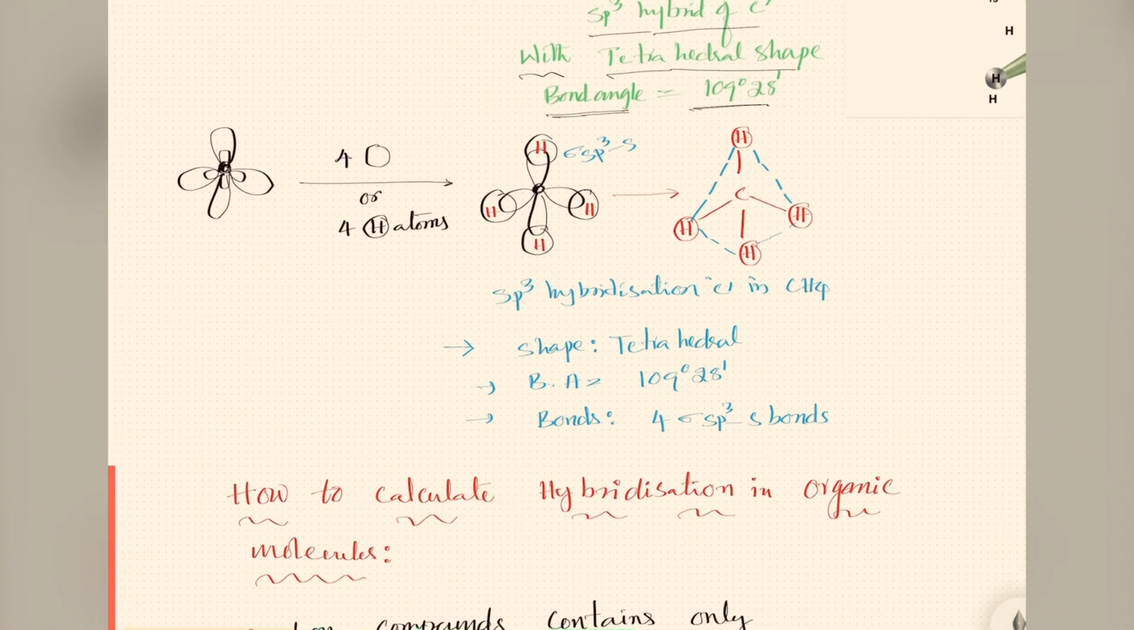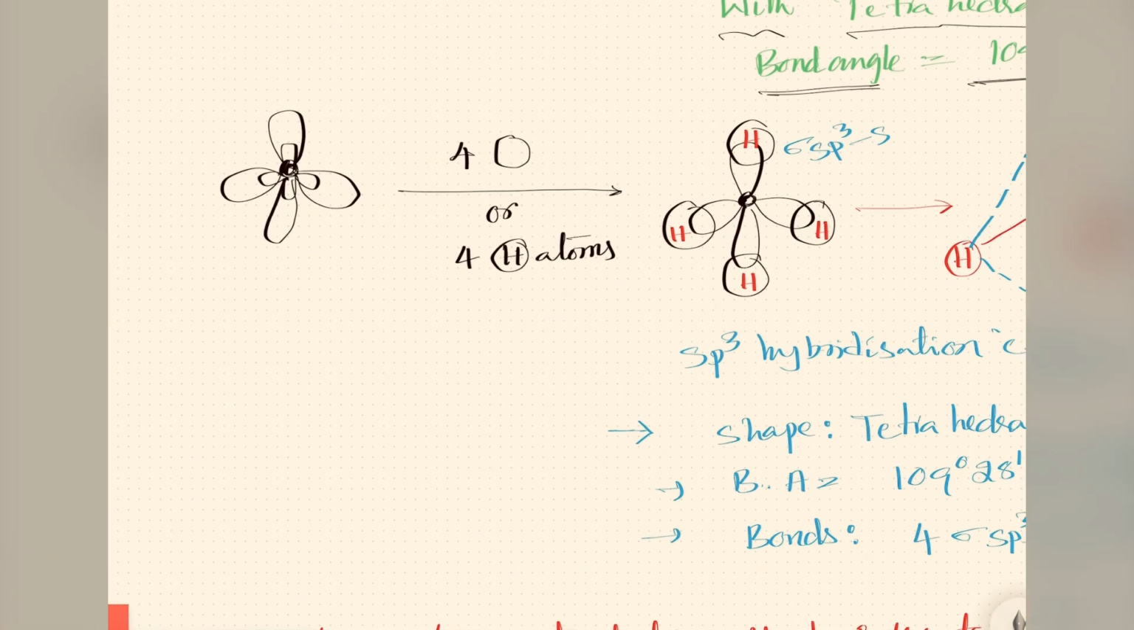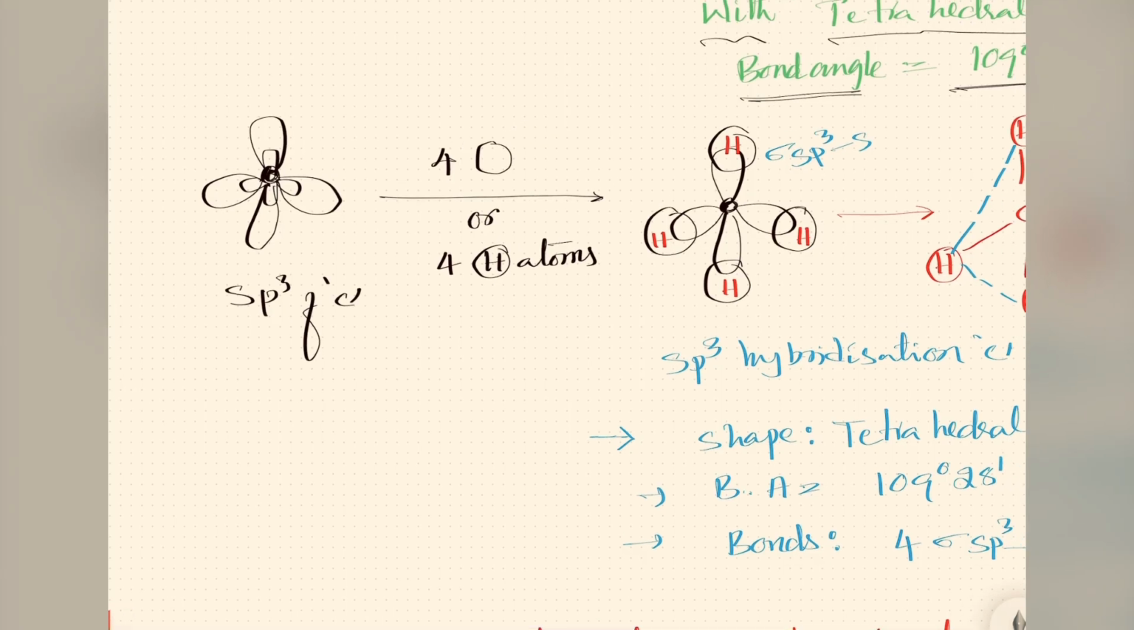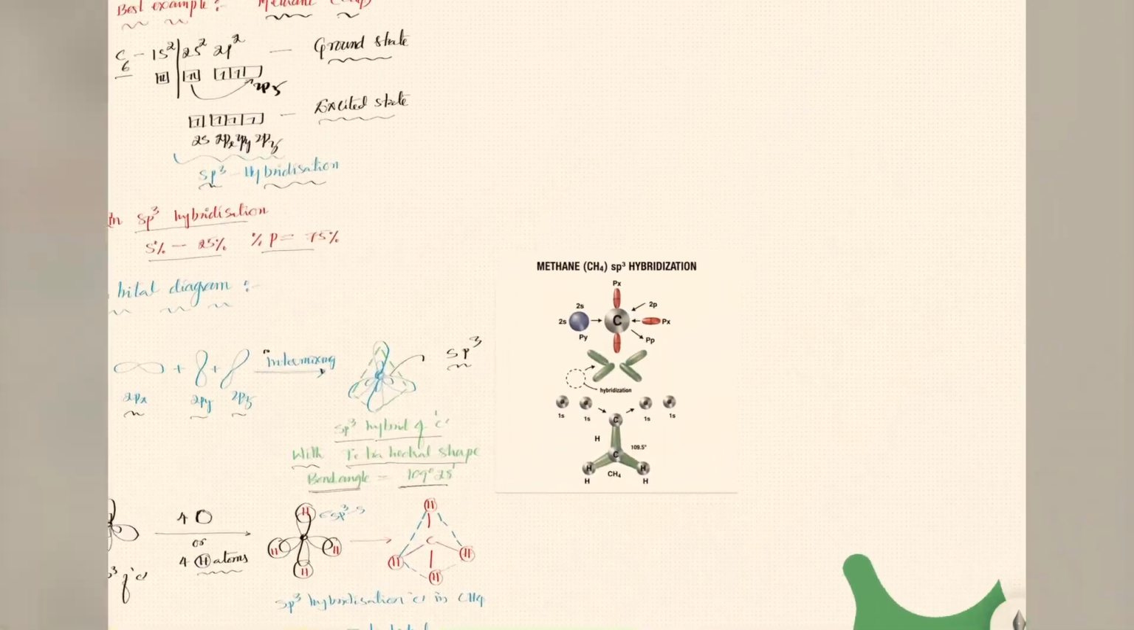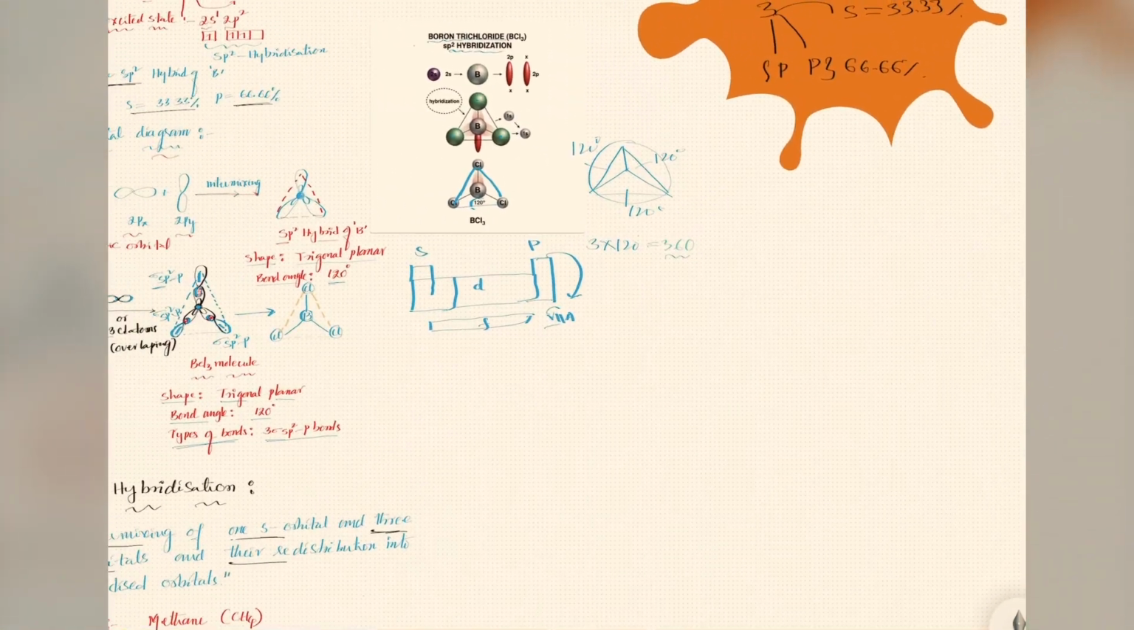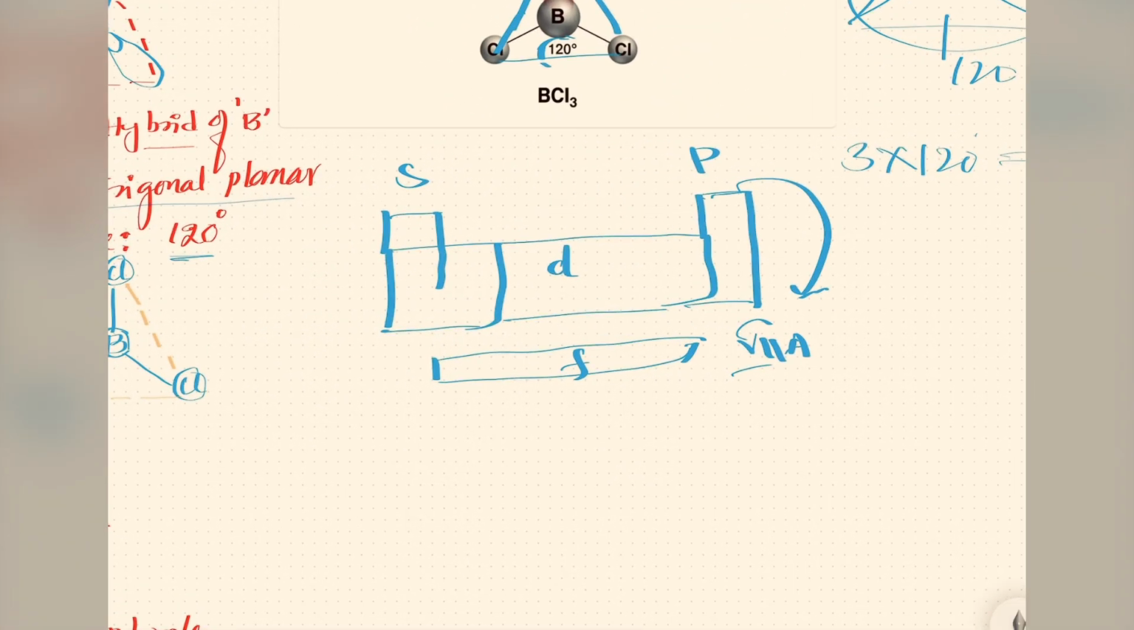So now this sp3 hybrid of carbon overlaps with the s orbital. This is the s orbital. How many s orbitals? 4 s orbitals of hydrogen atoms. Why? Just now we discussed. S orbital means, see this one here, hydrogen, we know in the periodic table hydrogen belongs to the s block.